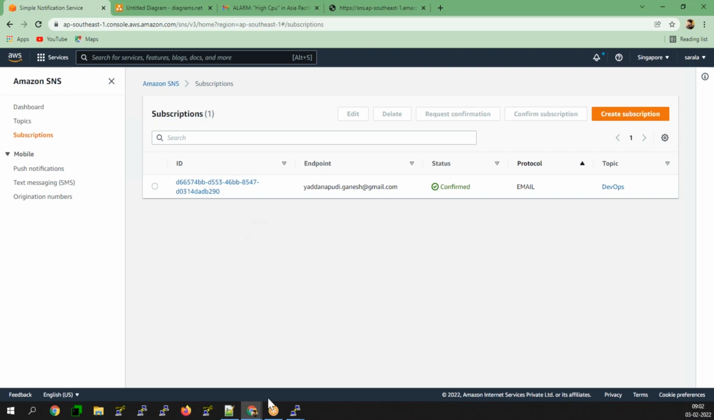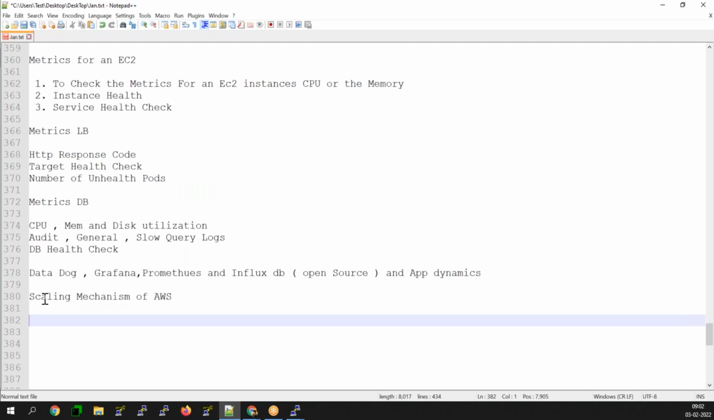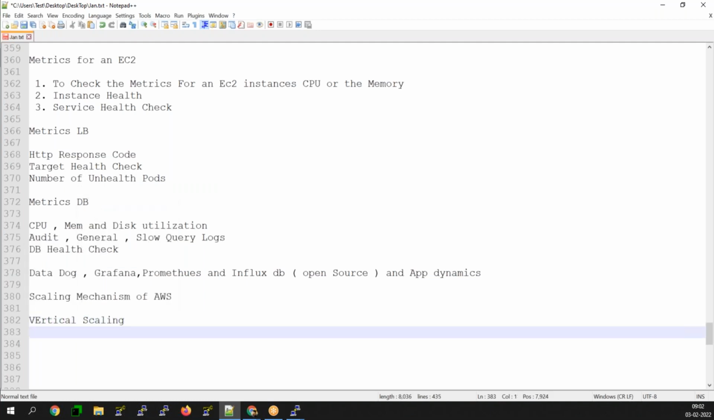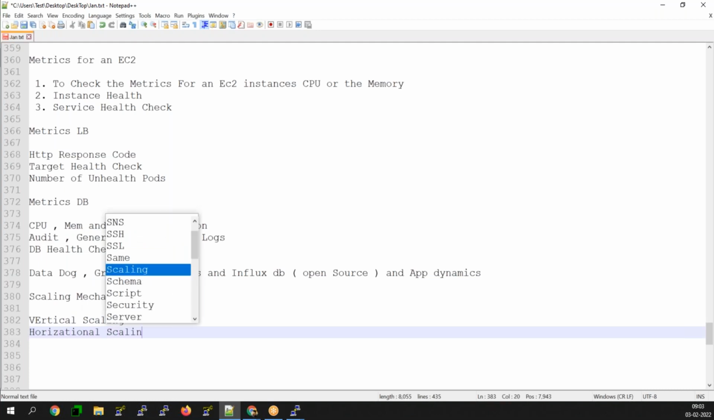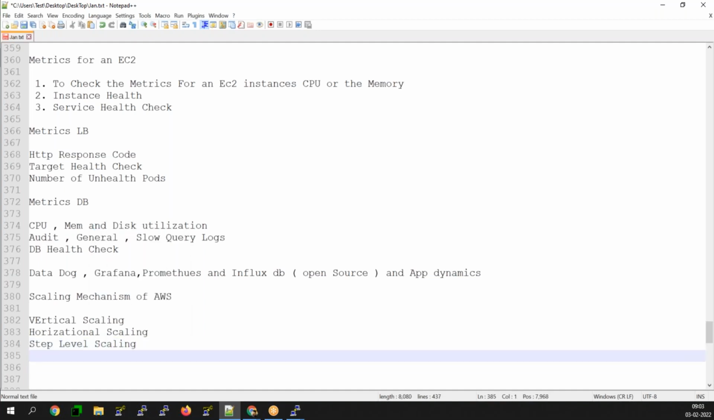So now, tomorrow we're going to discuss the scaling mechanisms of AWS. Here we'll discuss vertical scaling and horizontal auto scaling as per our syllabus, and we'll also discuss step level scaling. These three things we're going to discuss. And there is one more scaling mechanism called predictive auto scaling.